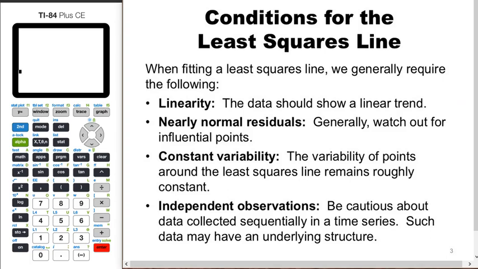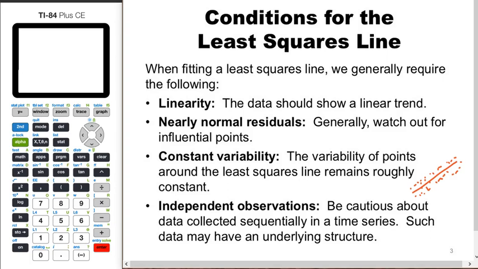Nearly normal residuals. The main thing for this one is to watch out for influential points, so outliers that are far enough away that they're influencing the results. Constant variability would be the next thing. Basically, what we really want is something like this, where we have our line and we want the data points to be within a band around that line. It doesn't have to be perfect, but that would be good. Something like this, where there's sort of a band.